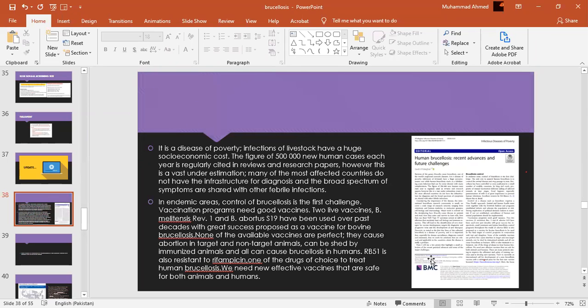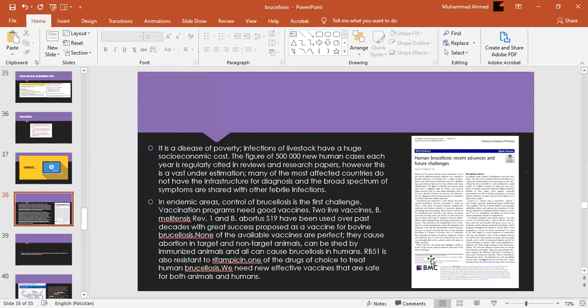In endemic areas, control of brucellosis is the first challenge. Vaccination programs need good vaccines. Two live vaccines, B. melitensis Rev 1 and B. abortus S19, have been used over past decades with great success, proposed as a vaccine for bovine brucellosis. None of the available vaccines are perfect.